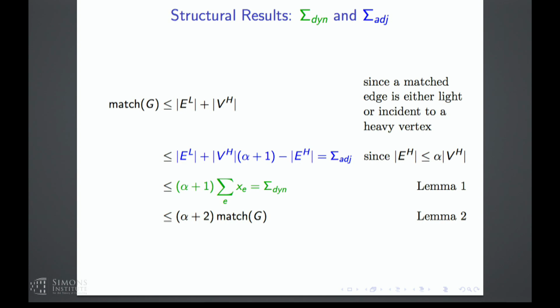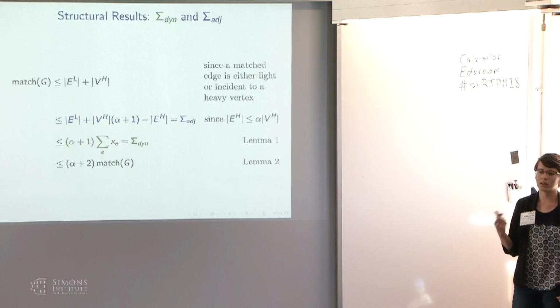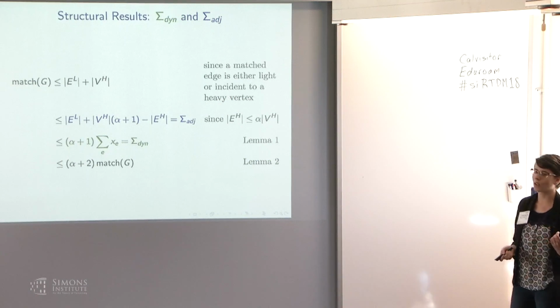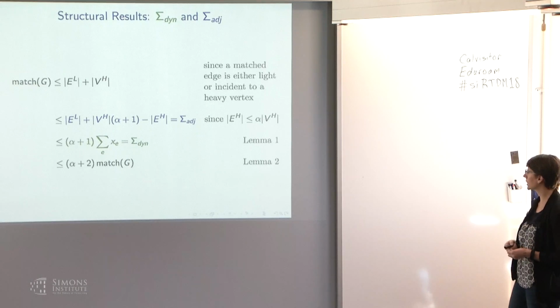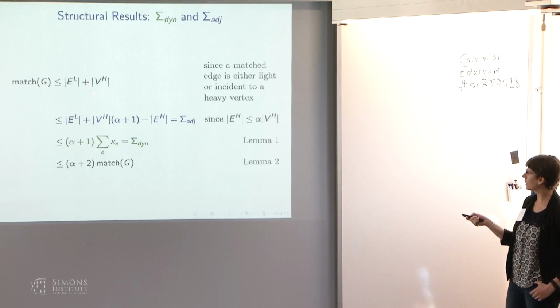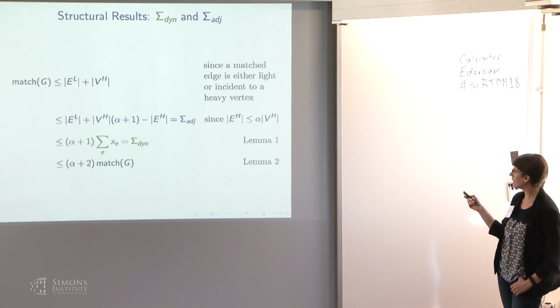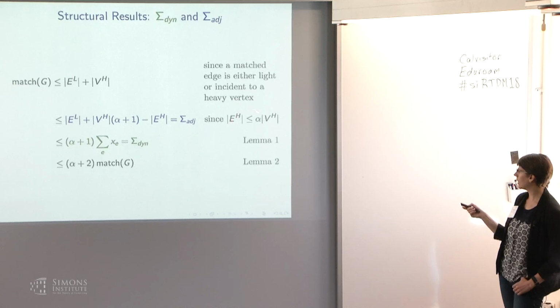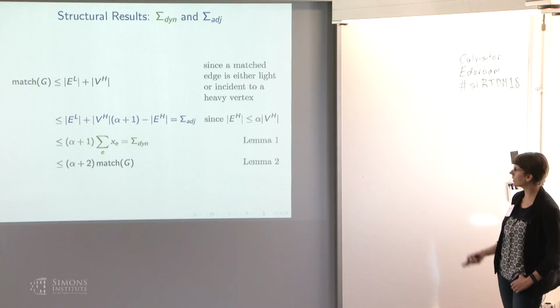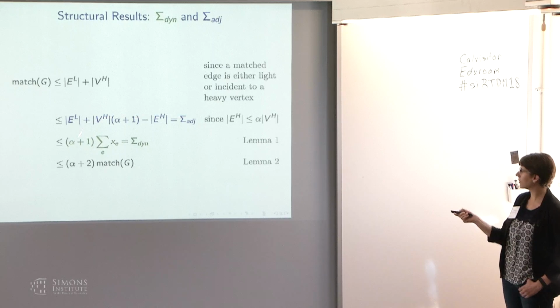So sigma dynamic and sigma adjacency are closely related, so I'm going to present them as one structural result. First, note that the size of the matching in the graph is at most the number of light edges plus the number of heavy vertices, because every edge of the matching is either light or it's incident to a heavy vertex. Then if we just expand this term and apply the property of arboricity alpha graphs, which tells us that the number of heavy edges is at most alpha times the number of heavy vertices, then we get sigma adjacency.